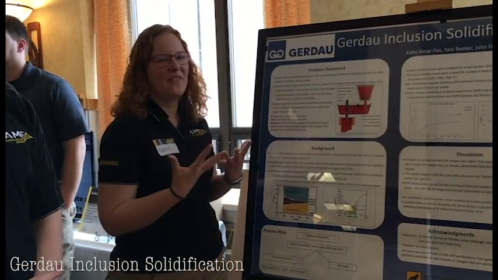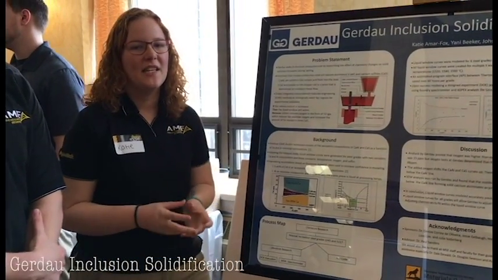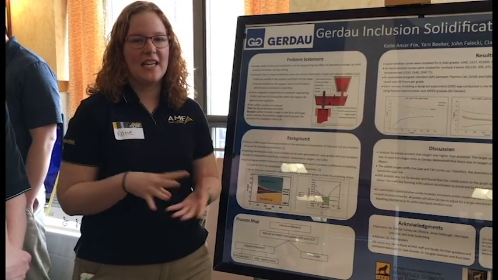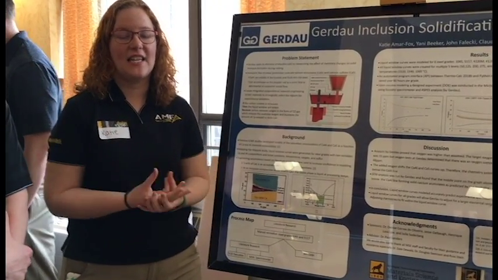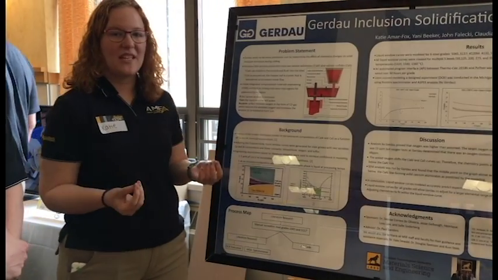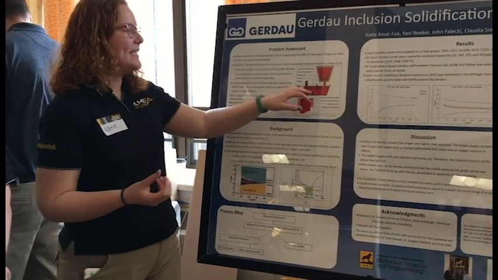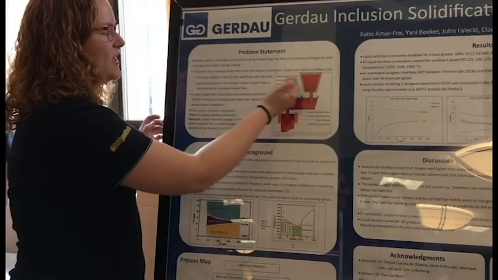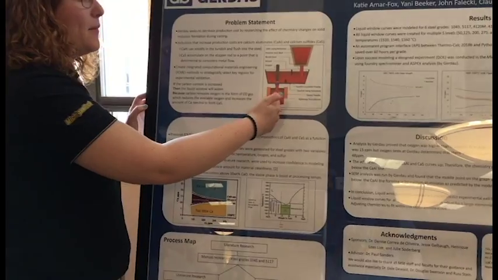What we're looking at specifically is inclusions in molten steel. Inclusions are hard ceramic particles, and they decrease our fatigue limit and increase the likelihood of failure. So what we're looking at specifically with Gerdau at their Monroe mill is calcium aluminates and calcium sulfides. These inclusions start to form in the tundish, stopper rod, and mold area.